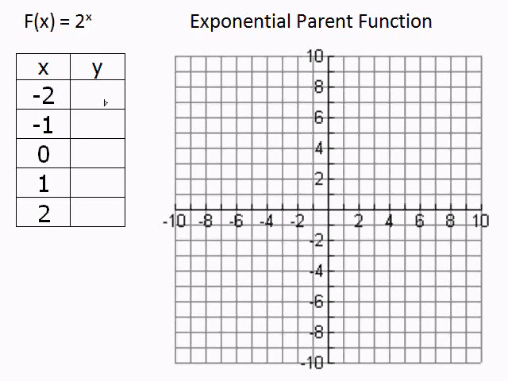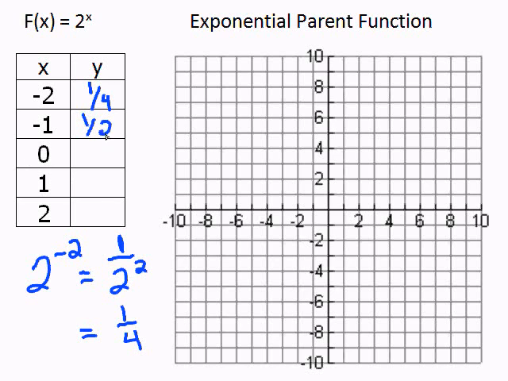If x is -2, what would f of x or y be? It would be 2 to the -2. Remember, you can't have negative exponents. To make that negative exponent positive, you would have to take the reciprocal. So it becomes 1 over 2 to the +2. 1 over 2 to the +2 is 1 over 4. If x is -1, f of x would be 1/2.